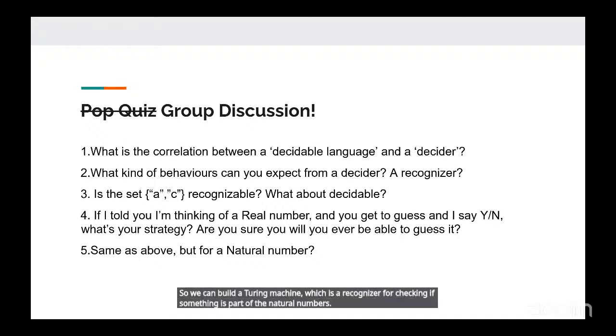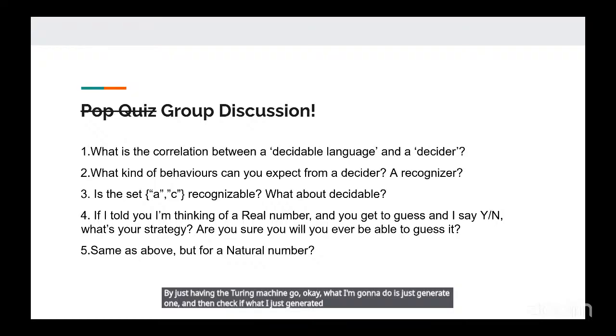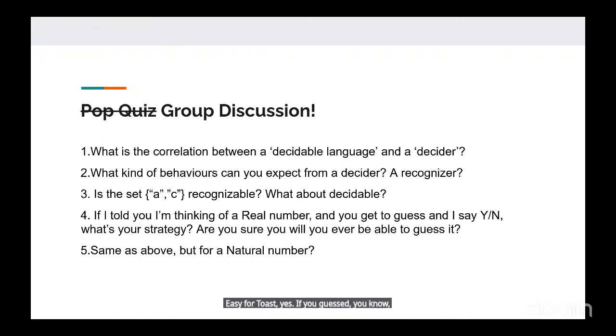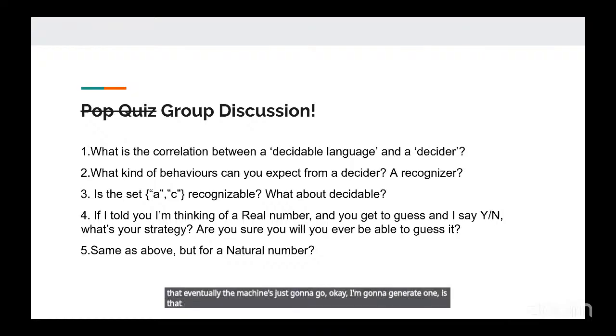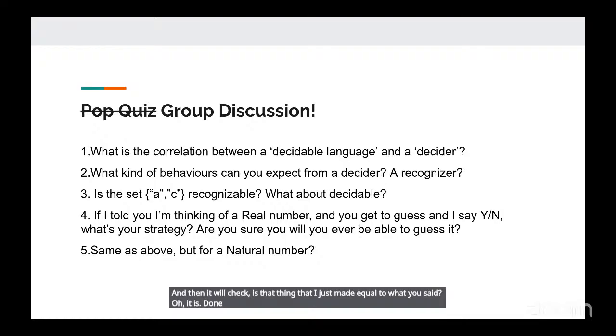numbers by just having the Turing machine go, okay, what I'm going to do is just generate 1 and then check if what I just generated is equal to what you gave me, that string, right? Is 1 equal to 1? Yes. Easy, returns yes. If you guess 1,367,302, then eventually the machine's just going to go, okay, I'm going to generate 1. Is that equal? No. Generate 2. Is that equal? No. And it'll take its time. It'll eventually get up to 1 million, whatever I said. And then it will check, is that thing that I just made equal to what you said? Oh, it is. Done. Finished. Right? Return true.